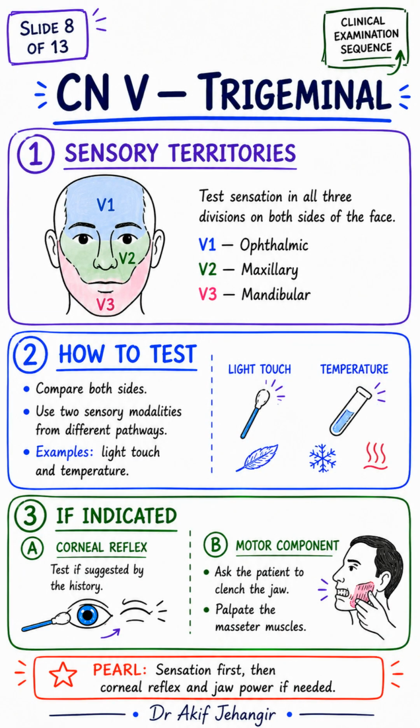Cranial nerve 5 is trigeminal. Test facial sensation in the ophthalmic, maxillary, and mandibular territories on both sides. For screening, use 2 modalities from different pathways, such as light touch and temperature. If suggested by the history, test the corneal reflex. For motor function, ask the patient to clench the teeth and assess the masseter muscles.